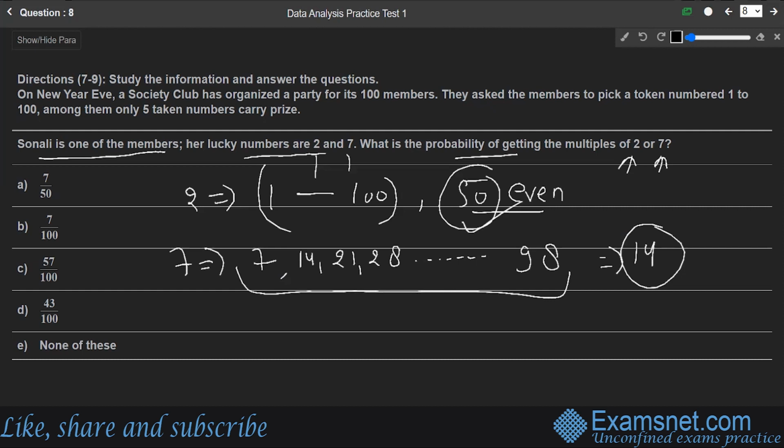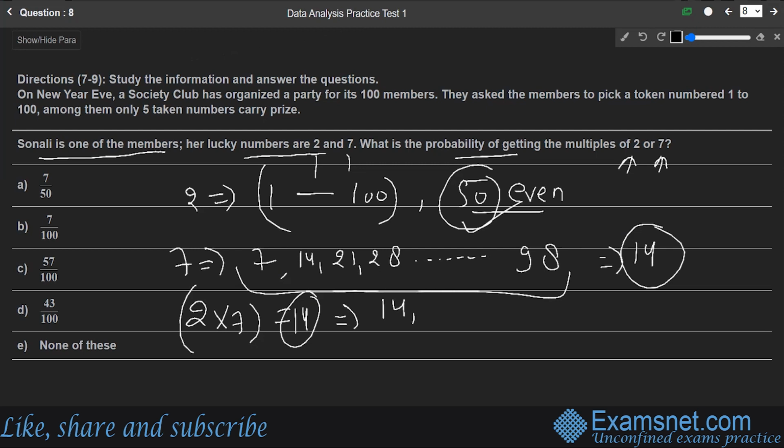But obviously there will be some numbers which will be multiples of 2 and multiples of 7 as well. They will be multiples of both. So how to identify those? For a number to be a multiple of both 2 and 7, it has to be a multiple of 2 into 7, that is 14. Okay, how many multiples of 14 are there?